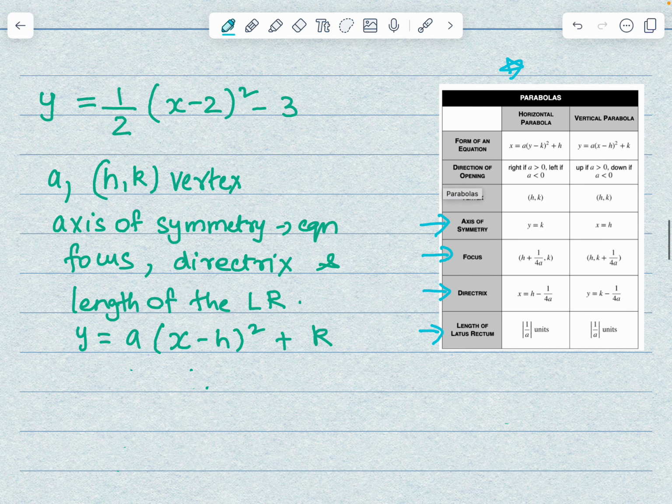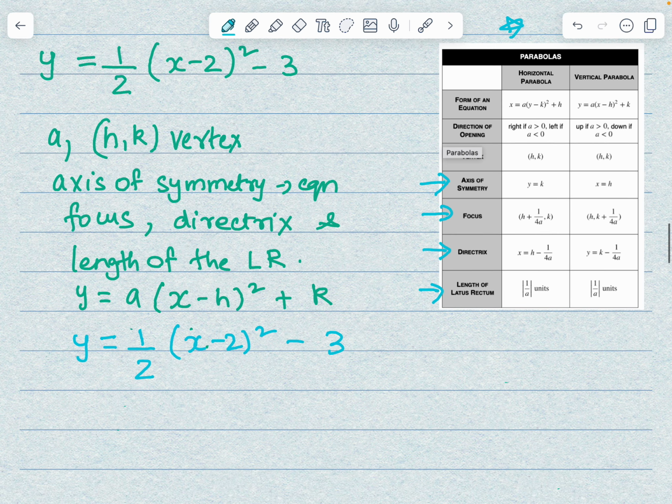Again, remember that your vertex form is y equals a times x minus h the whole squared plus k. So you have to match it up. So let's see what we have. What's given to us is this. So from that, you know that a is half, h is 2, but k should be minus 3. So don't forget that, because if you were to rewrite this, it would be plus minus 3. So k is minus 3.